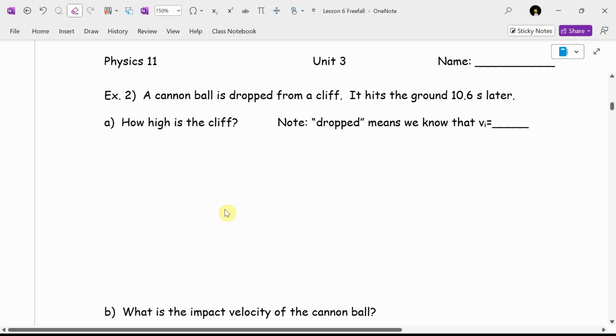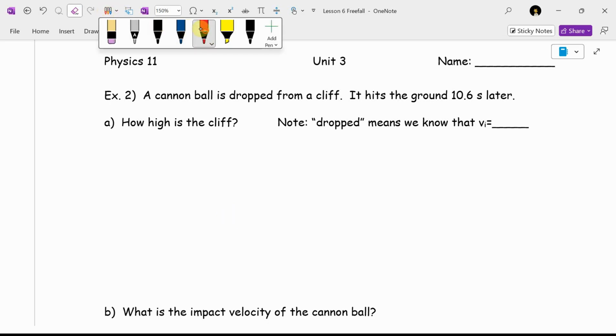Example 2, I like example 2. In fact, really, I like pretty much all the questions here. Let's look at some free fall questions. A ball is dropped from a cliff. Everybody underline the word dropped, please.